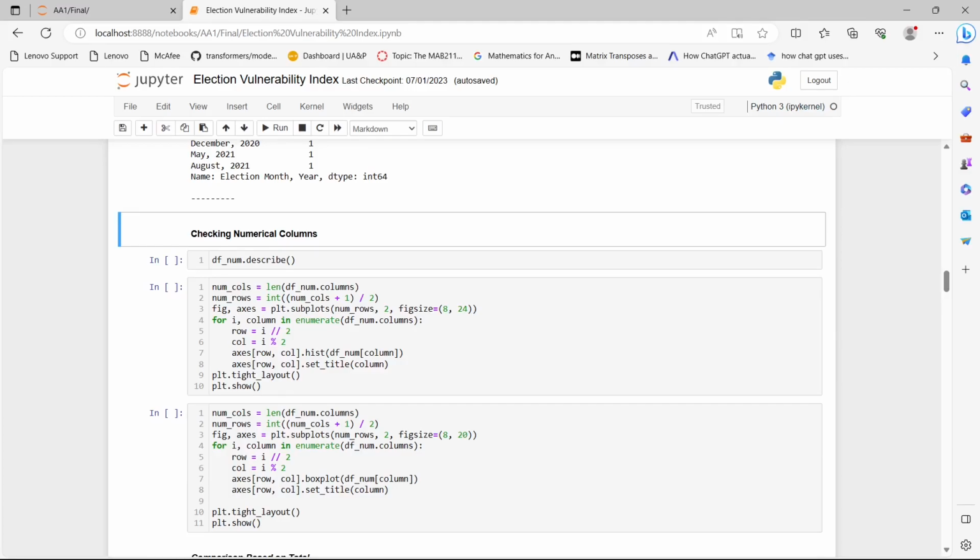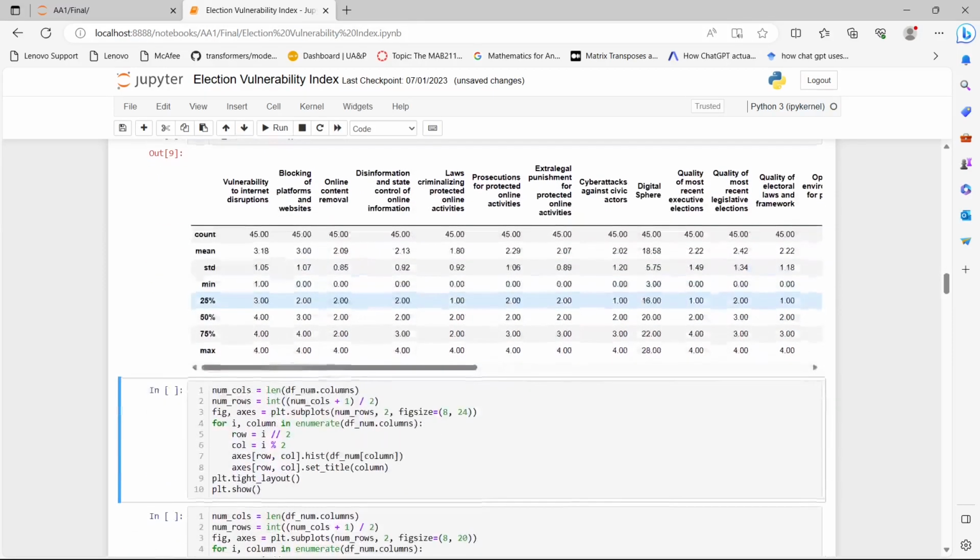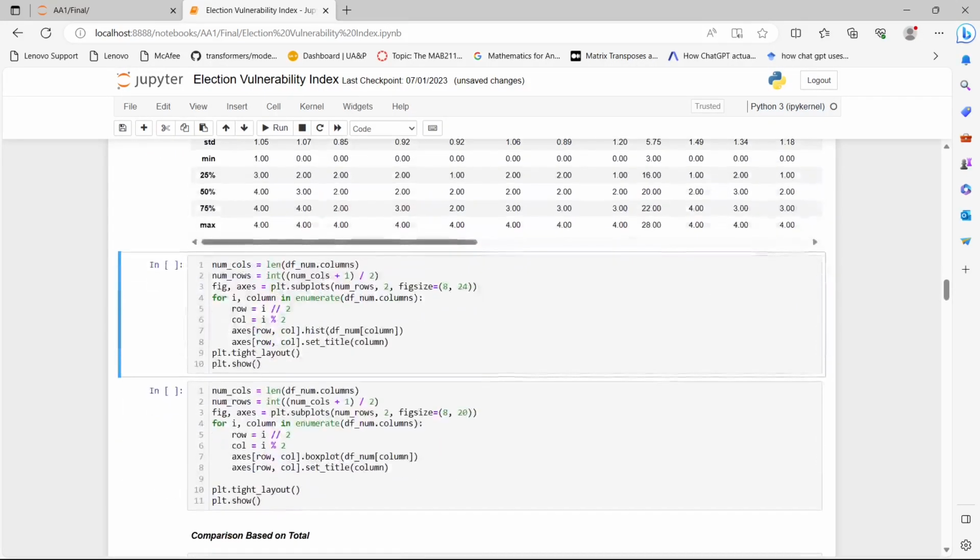Now let's go to our numerical columns or numerical data. Let's get the descriptive statistics of this category. Now you can see the count, the mean, the standard deviation, and the five-number summary. Let's dive deep into the numerical columns. We need to do the subplots, so we will plot them, to get the historical insights from the data.